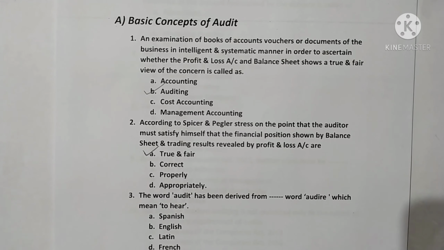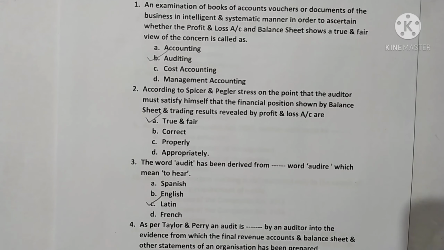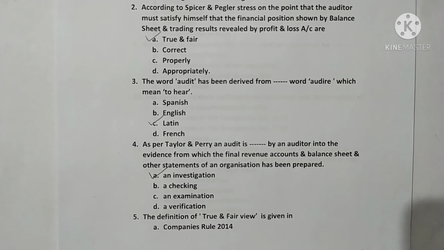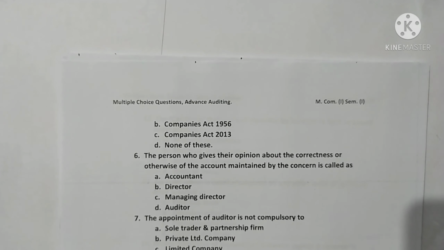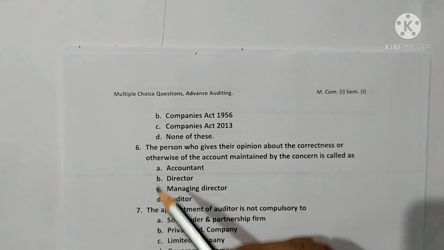Question three. The word audit has been derived from the Latin word audire, which means to hear. Here option C is correct. According to Taylor and Perry, an audit is an investigation by an auditor into the evidence from which the financial revenue accounts, balance sheet, and other statements of an organization have been prepared. Option A is correct. The definition of true and fair view is given in the Companies Rules 2014, Companies Act 1956 and Companies Act 2013. Here option C is correct.